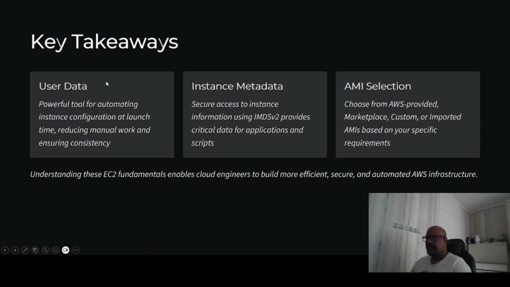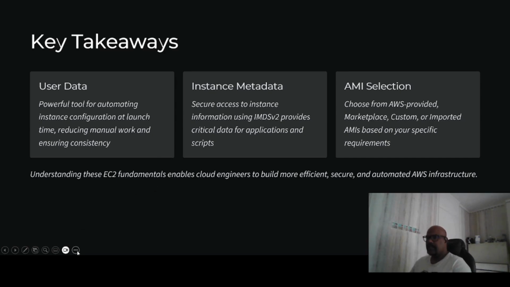So the main thing we have discussed in today's class is user data. It is a script which will automate our various configurations, and it reduces the manual work, ensuring consistency. Metadata is data about the launched instance. We have four different types of image selections, and based on that we can select based on our necessity.